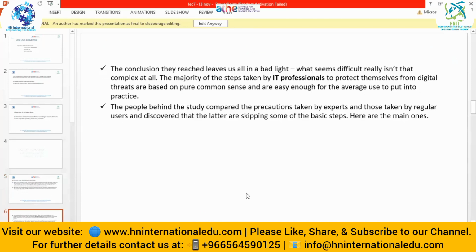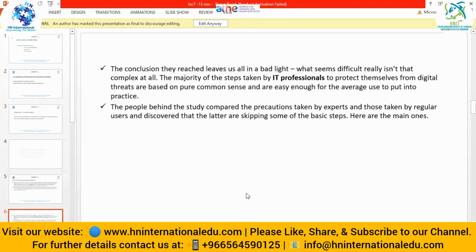The conclusion they reached leaves us all in a bad light. What seems difficult really isn't that complex at all. Now we don't know what our next step will be as an IT profession because we are not IT professionals, so we can just assume that. And maybe we will wonder how they can do this when we can understand this type of language, how can they remember these things.